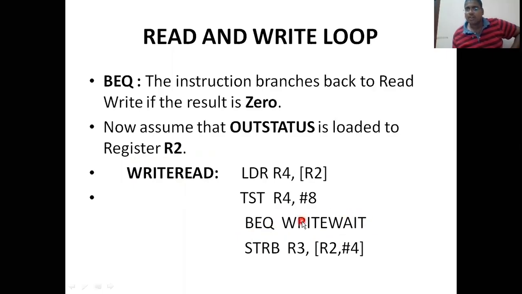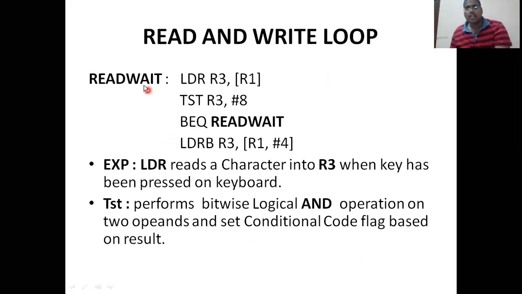Here it is read wait now. So this is the name of the label. Here the condition is BEQ. So it will test R3 with 8. Testing is nothing but performing an AND operation. So when the answer is 0, then obviously the controller will go to this read wait label. This read wait label is present in the first instruction. So it will again come to the first instruction and execute from these instructions. That is this concept.